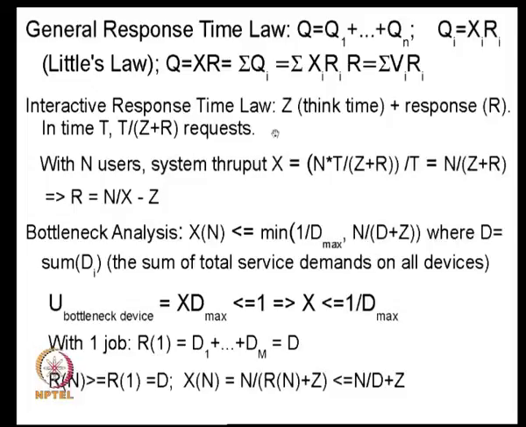Now if you want to do bottleneck analysis, if you have a bottleneck device, the throughput of the system is decided by the bottleneck device, which has the maximum demand of service. That bottleneck device has a lot of visits or whatever it is, and that is driving the system to what it can do. But the utilization is always less than or equal to 1, so X should always be less than 1 / D_max. If there is a bottleneck device, it is going to satisfy this property. We have already seen this one.